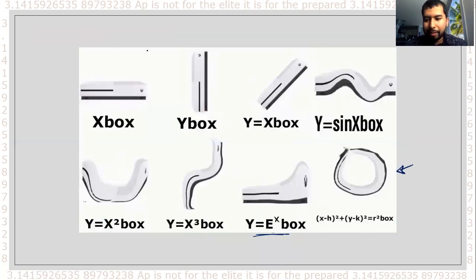Alrighty, so here I got a meme for us using parent functions on the new Xbox Series X, right? Just kidding. It appears to be an Xbox One, but we'll take it.